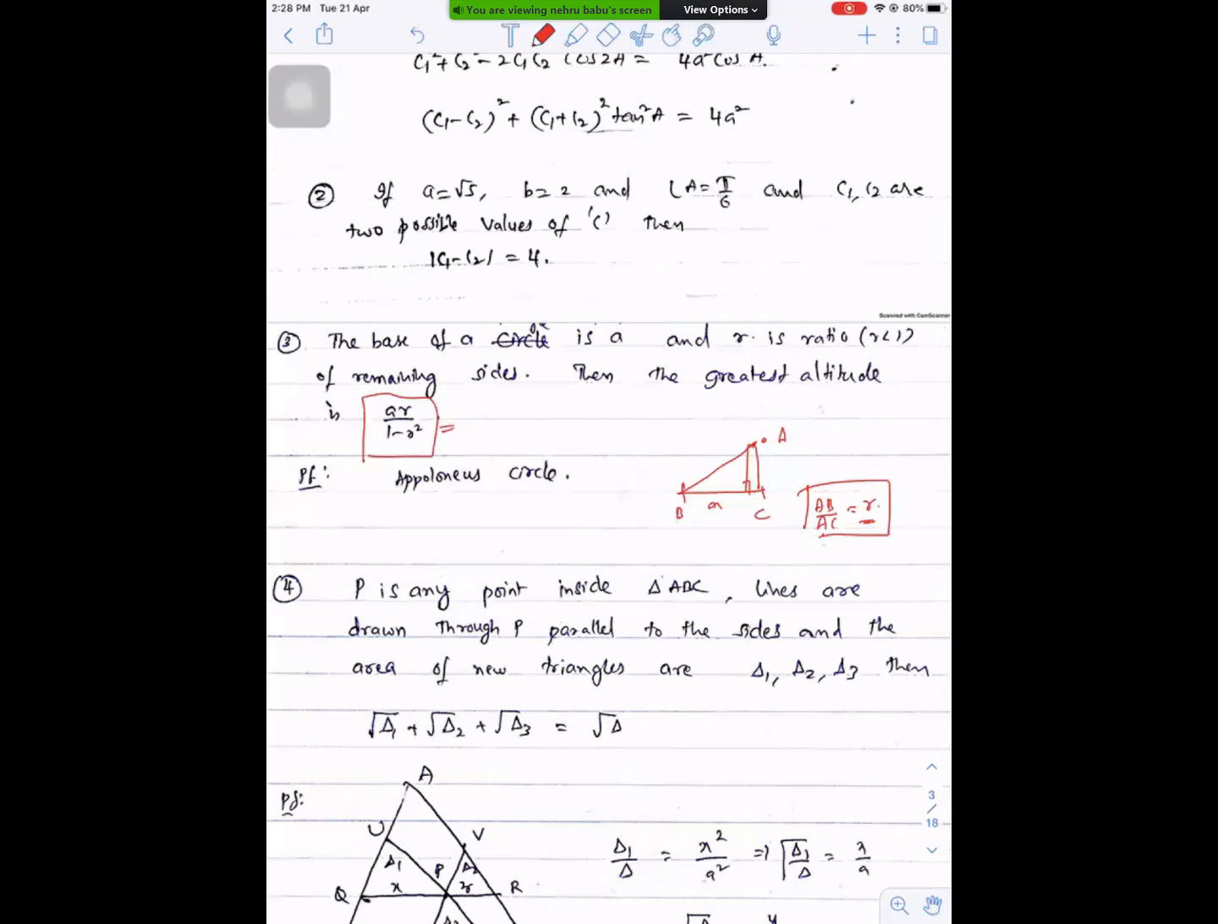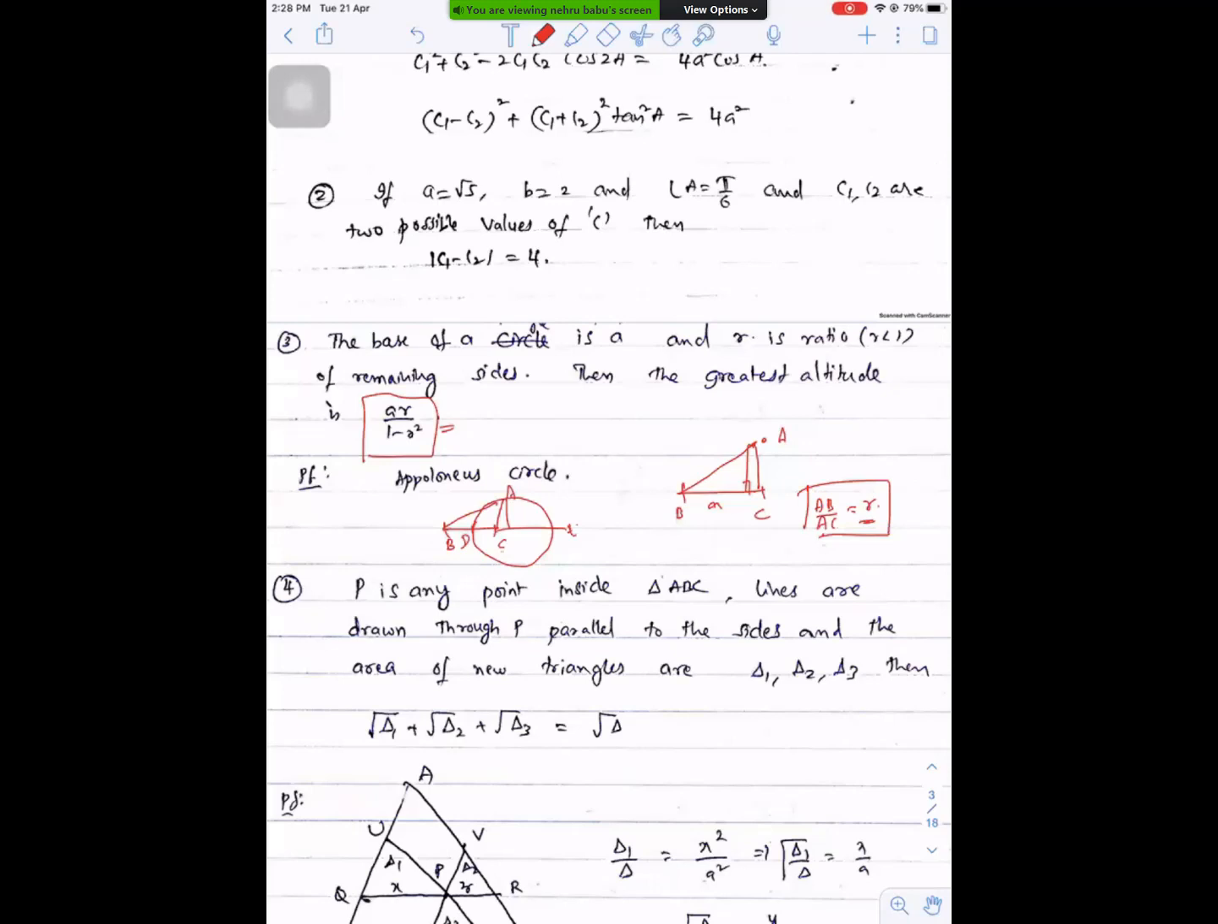Recently, for one of the questions we discussed the Apollonius circle. In last week's exam, I think this question came. BC is given, you will get a circle like this. This A is moving on this circle. So if you want maximum height, these D and E are harmonic conjugates. So the circle is passing through these 2 points. So from that you will get greatest altitude is ar by 1 minus r square.